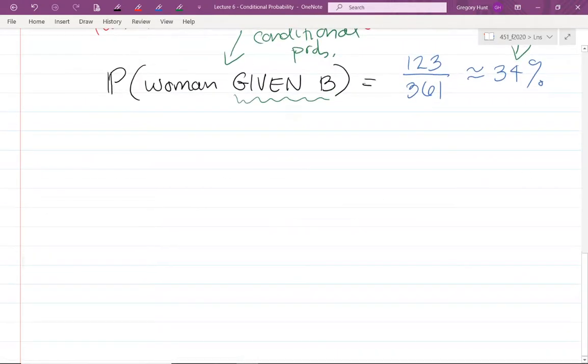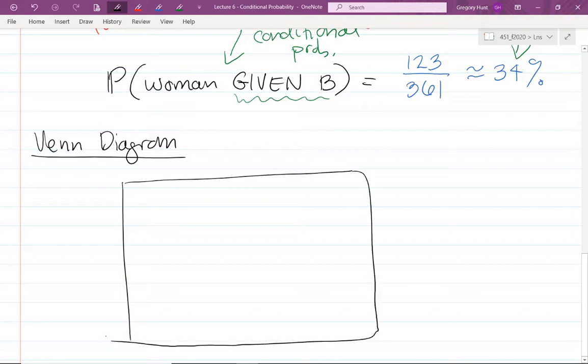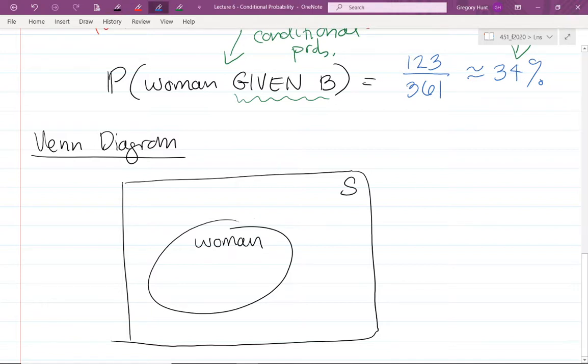So we could represent this with a Venn diagram. Here's my Venn diagram. Here's my total sample space of all students, S for students. Here is my event of being a woman. And let's say that you can either be in party A or party B. So A and B partition the sample space, A to the left, B to the right. Given this, our first question, question one, was we wanted the probability of being a woman, just overall.